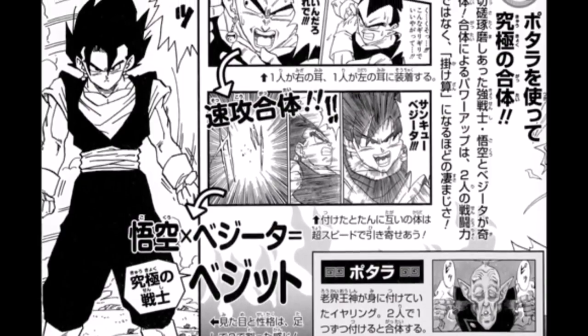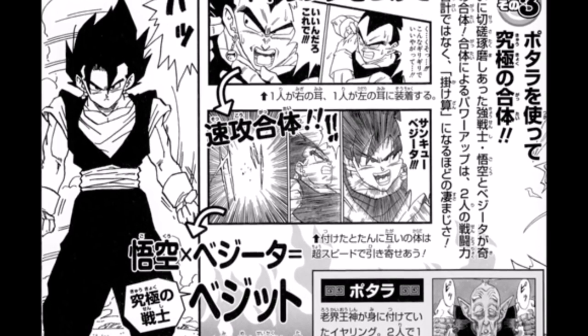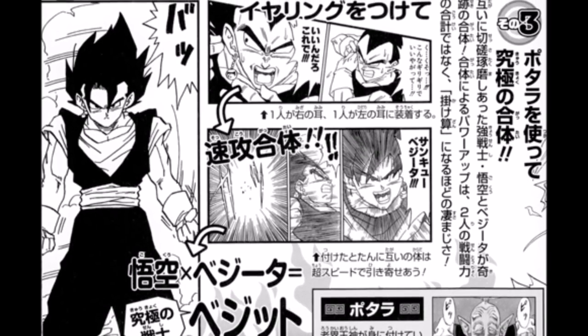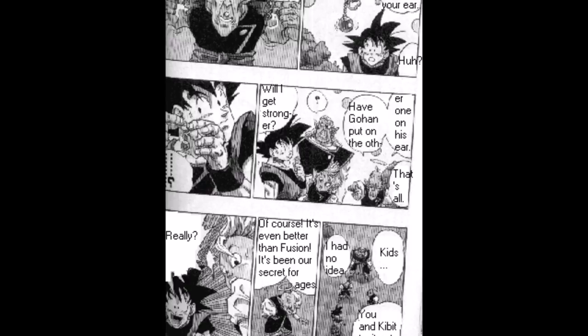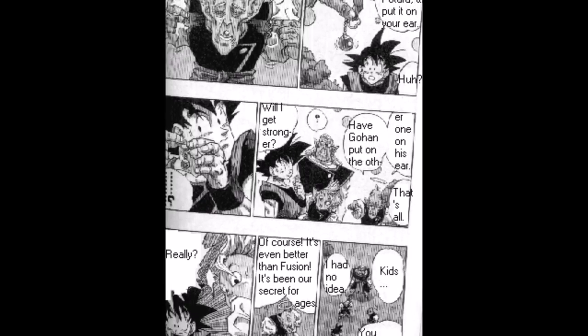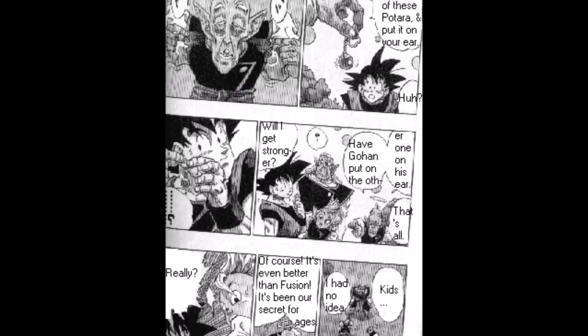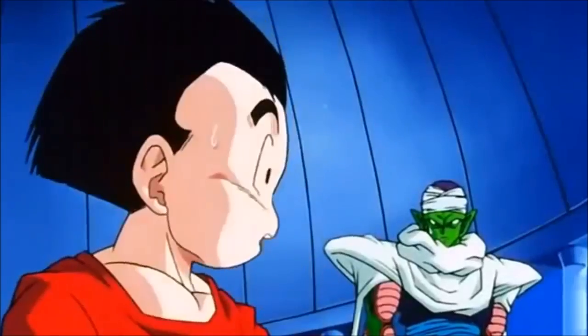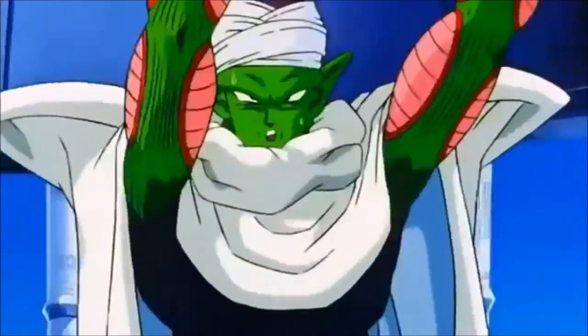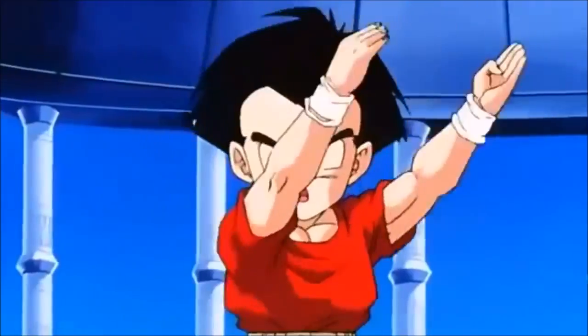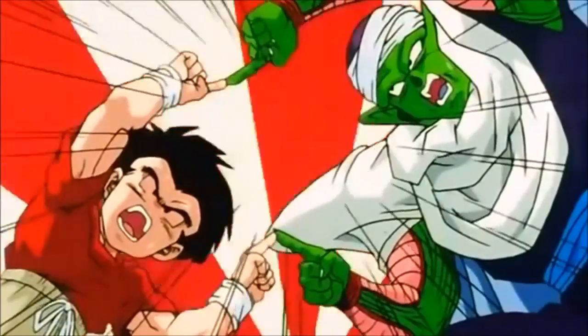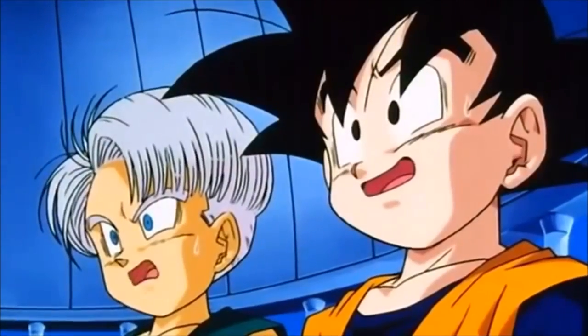Now, there is no official multiplier that explains how powerful the fusion participants become during their fused state. However, we know that Potara fusion is stronger because unlike the fusion dance, Potara fusion does not cut back on power level. One of the requirements of the fusion dance is that both participants must have equal power levels. Therefore, one fighter would have to lower their power to match the other fighter.